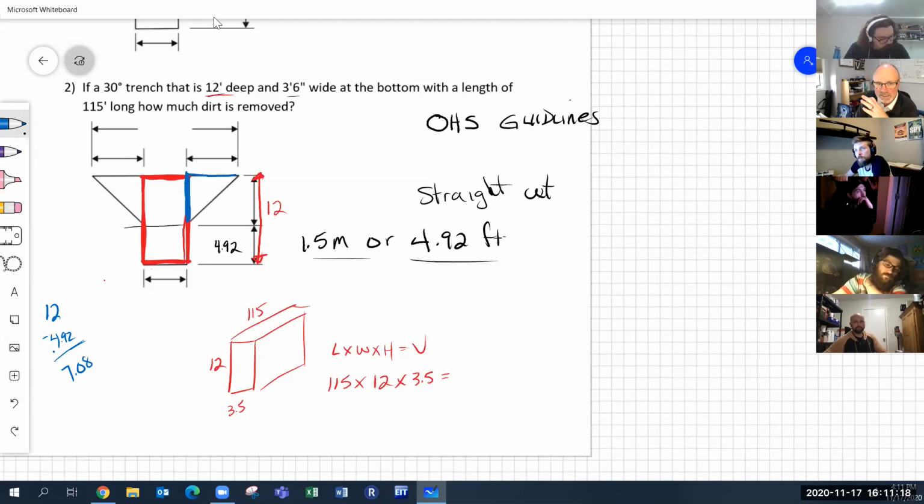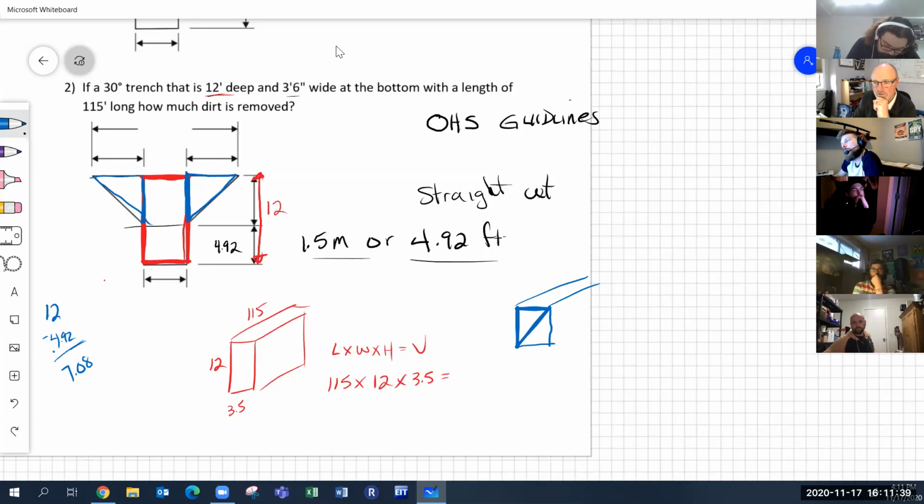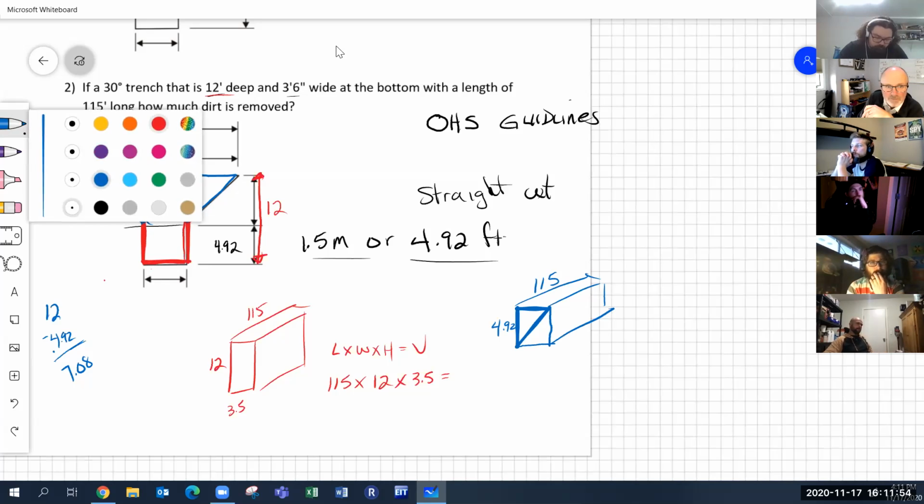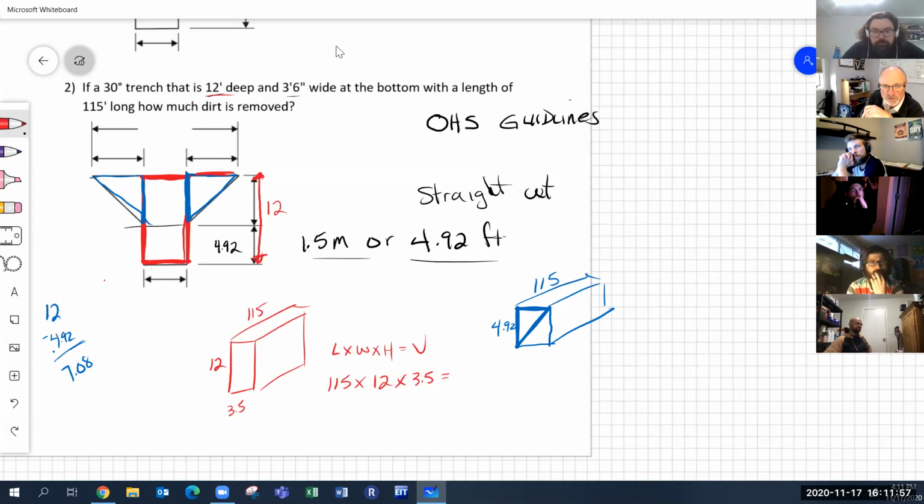So look, I'm going to take this right here and I'm going to put it right here. I just want to put it over here. Okay? And that is like that. And now this side right here is the same. So I'm going to take that particular piece and I'm going to put it right here. And now I have another rectangle. And I know that this measurement is 4.92 and this is 115 feet long. I'm missing one variable. I am currently missing this measurement right here. This measurement I don't have yet.